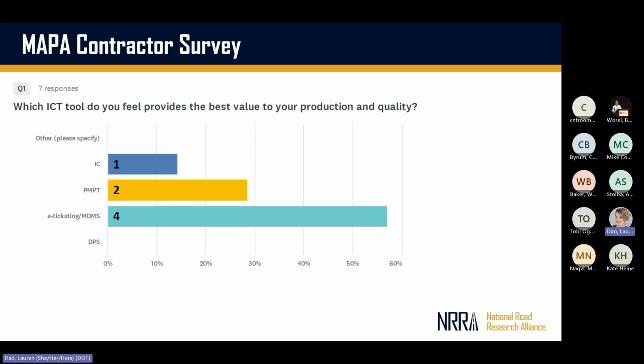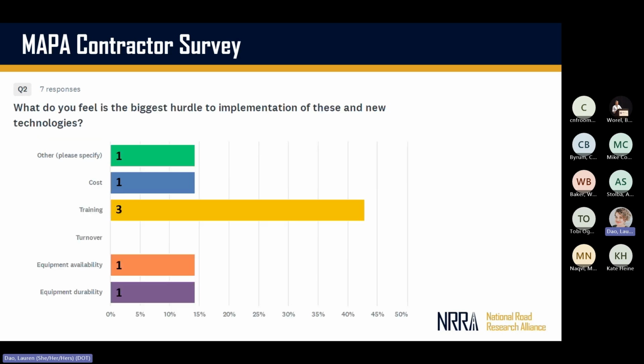So which ICT tool do you feel provides the best value to your production or quality? DPS didn't have any because it's relatively new. IC was 1, thermal was 2, and MDMS e-ticketing was 4. So from this small sample, MDMS provides the best benefit, which probably explains why it's in full scale implementation now across concrete and aggregate, and it's moving forward everywhere.